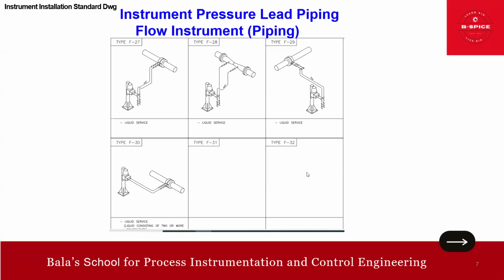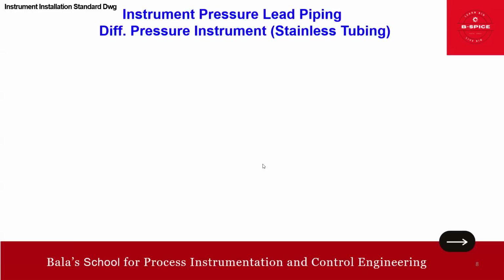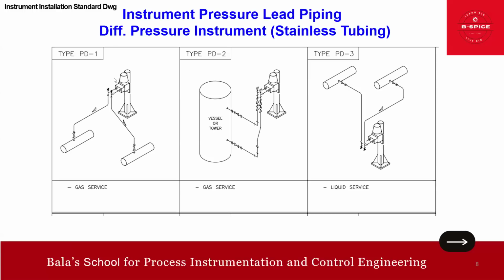Yes, similar to that instrument tubing. Only difference is here piping. Okay. That's why I'm not explaining many in detail. Right. Now I go to the differential pressure instrument SS tubing. So you have three types here. So this is for the gas service.